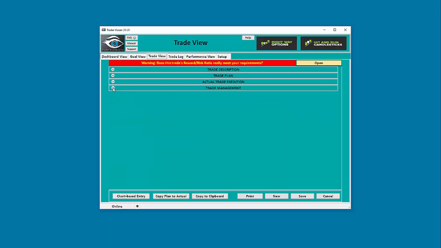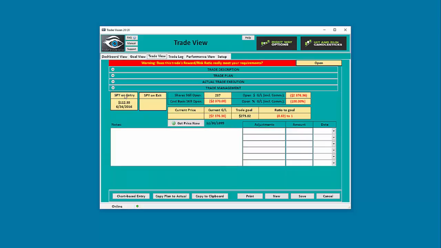In the trade management section, you'll note that we have recorded what the SPY price was when we entered the trade, and this is based on the fact that we had specified the SPY as our comparison ETF. You note that we have 237 shares still open. Our cost base is still open as $2,370. Our open gain loss, because we've sold no shares, is $23.76, and that's a 100% loss at the moment.